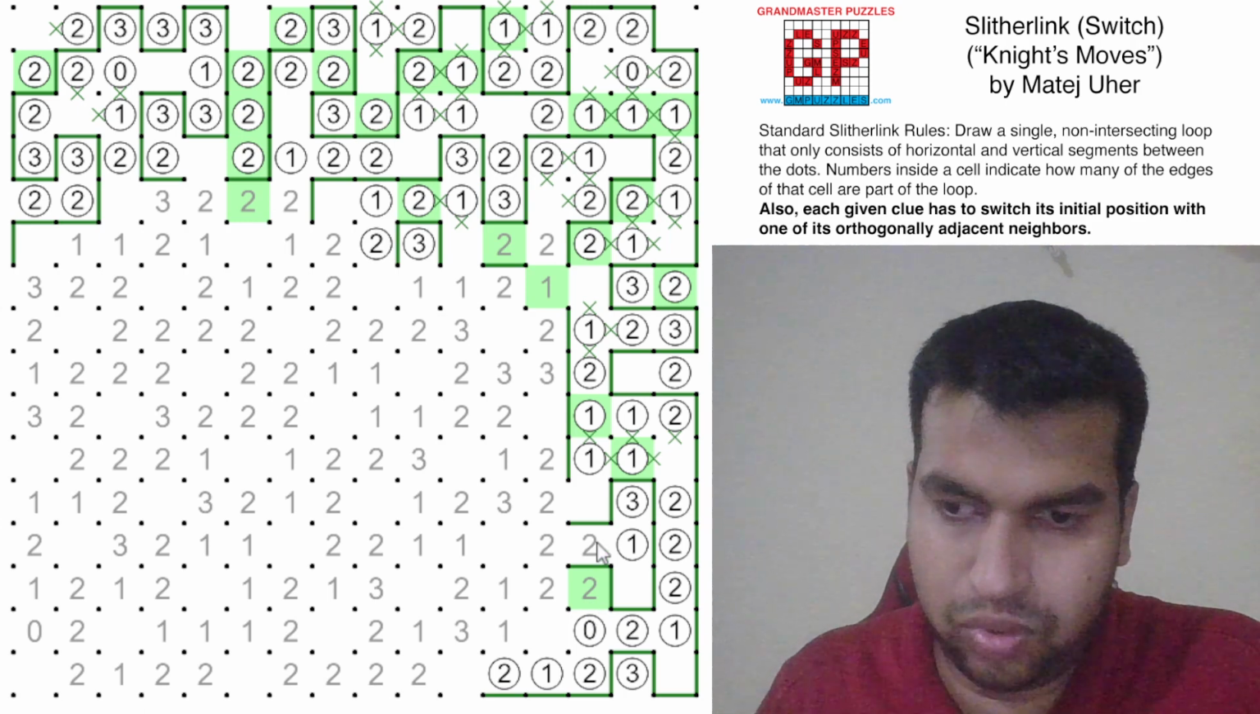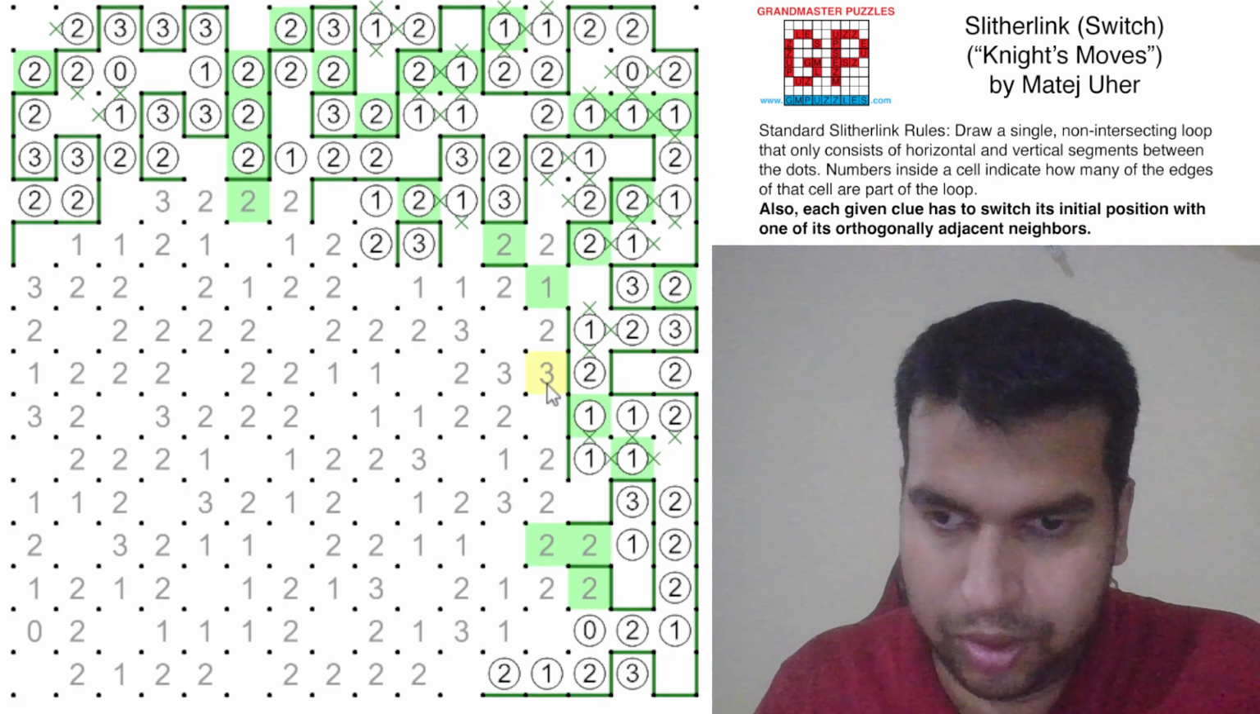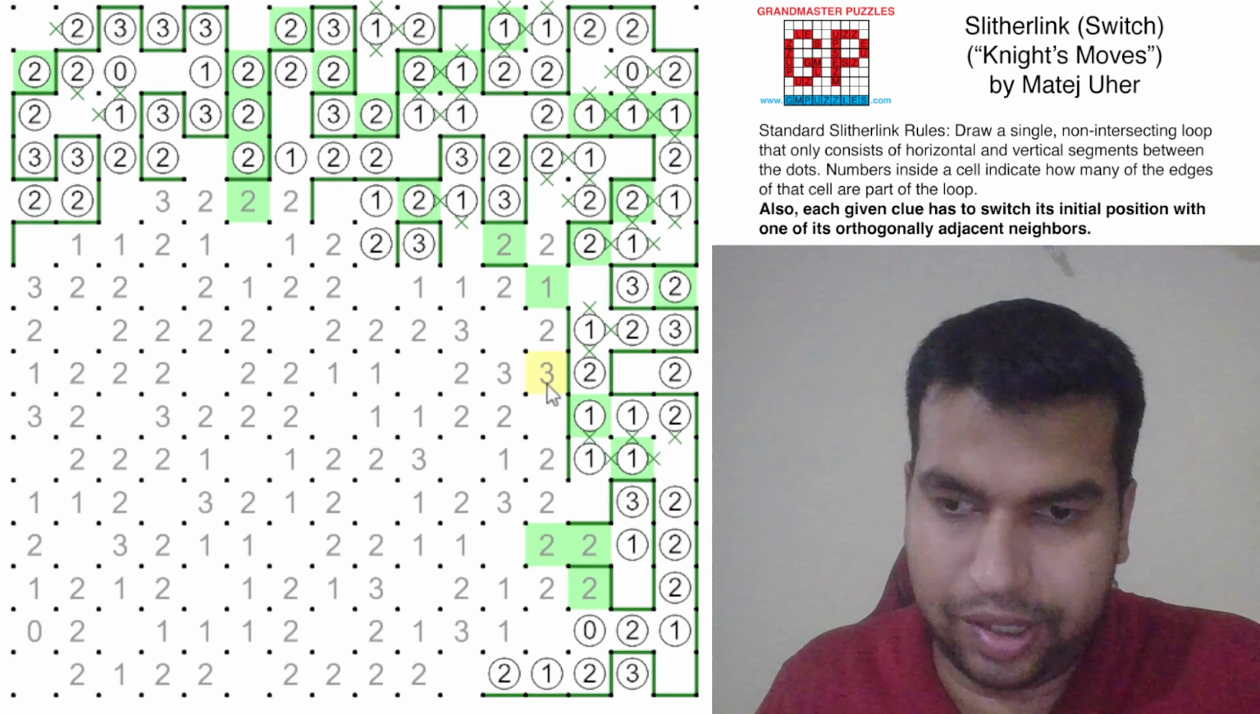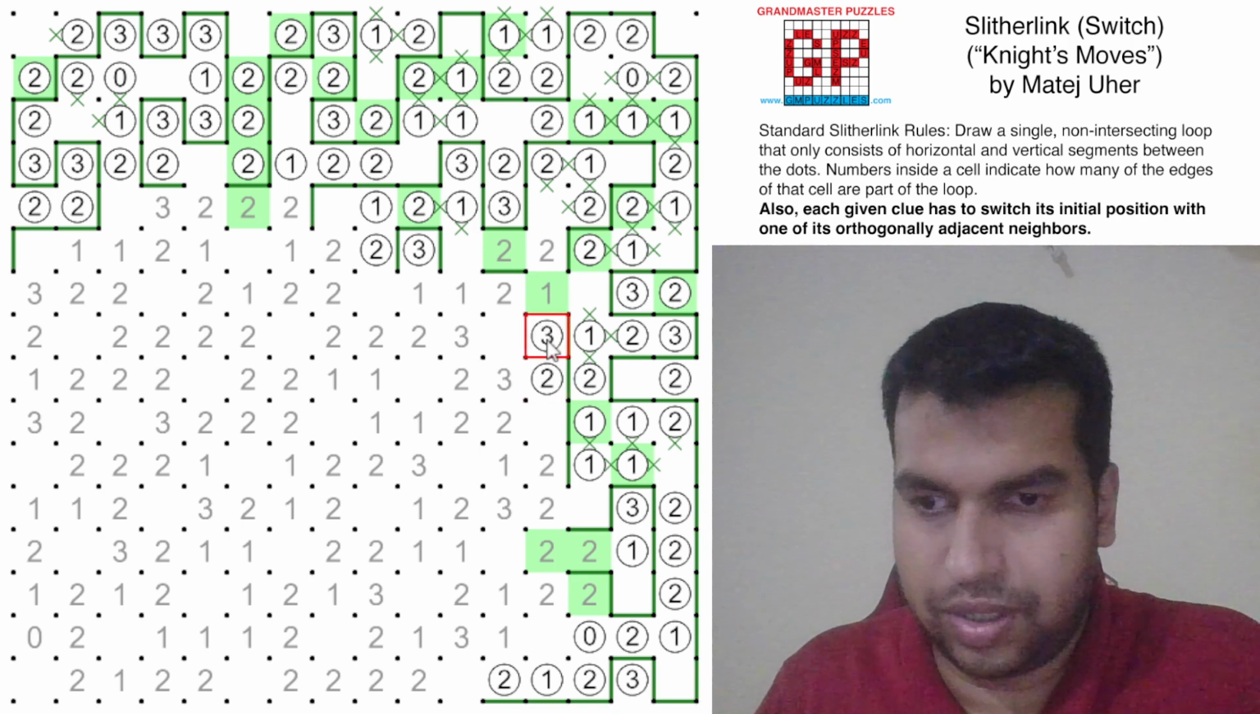Now let's just mark some of these. This has to be a 2, this has to be a 2, this has to be a 2. And going up to this 3, it can't be a 3 obviously, so it has to pair with the 2 above it. So that means you get a 2 and a 3.